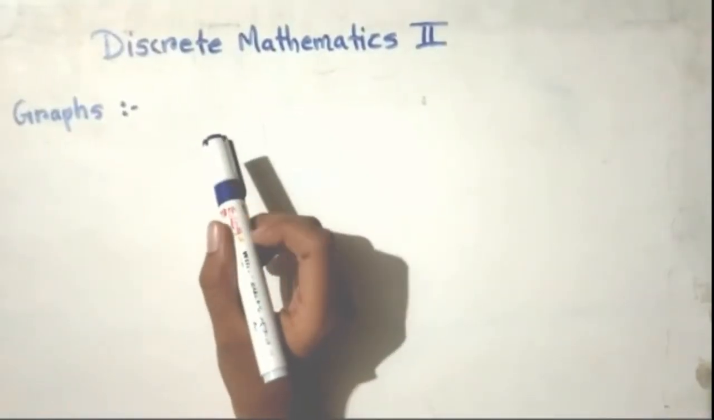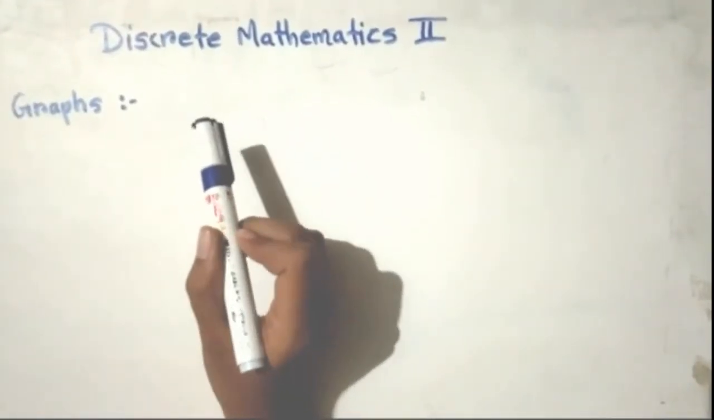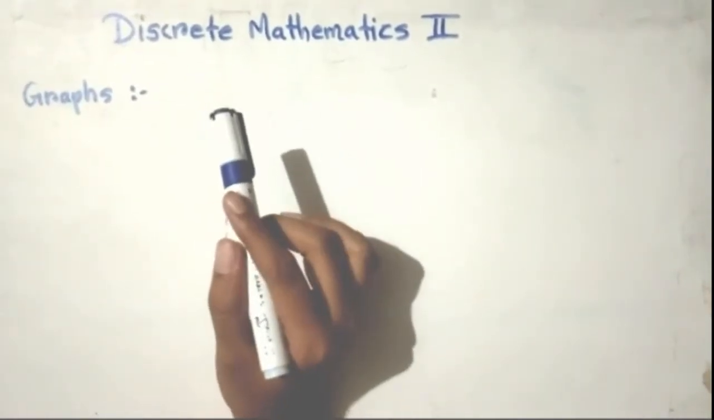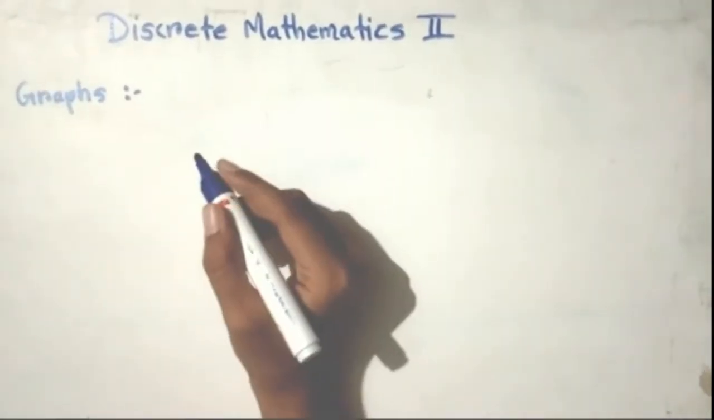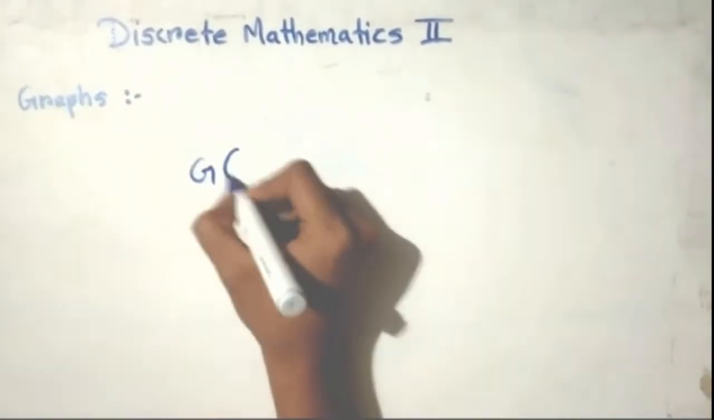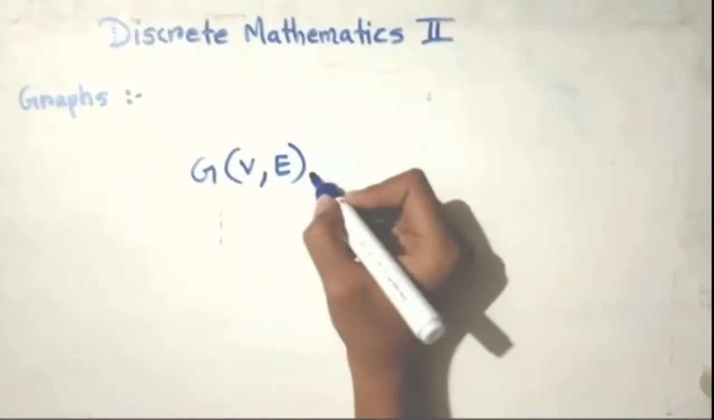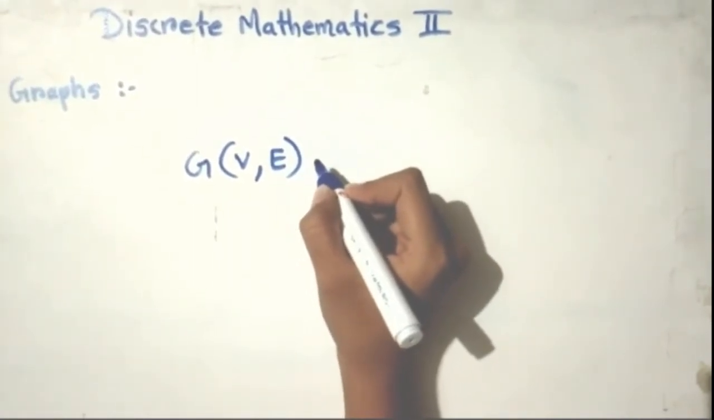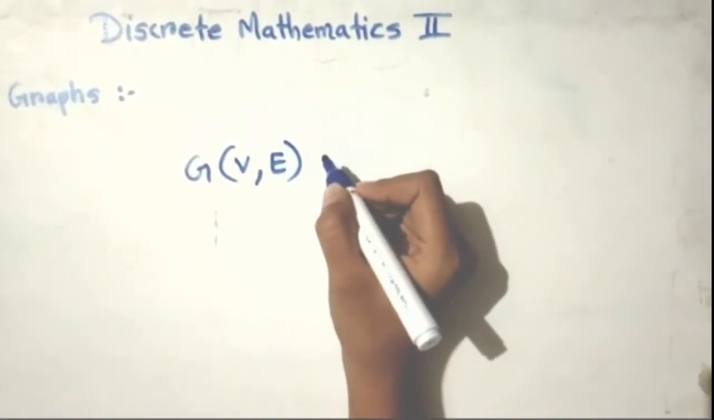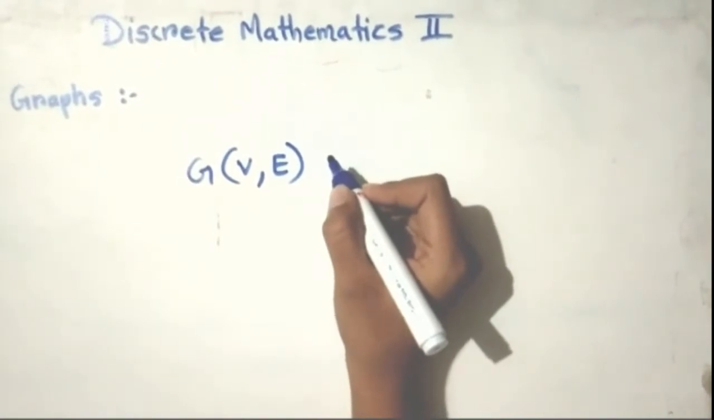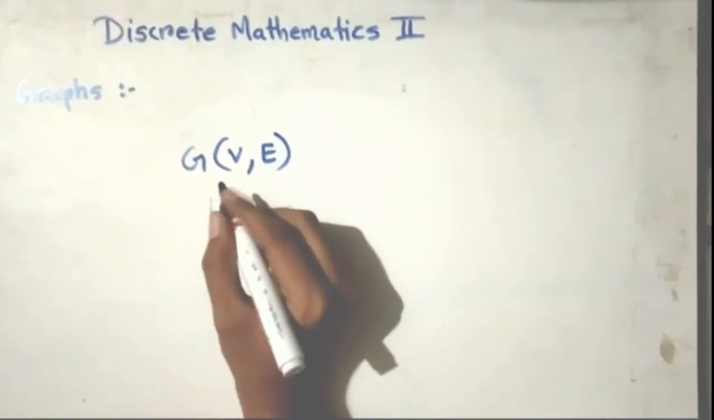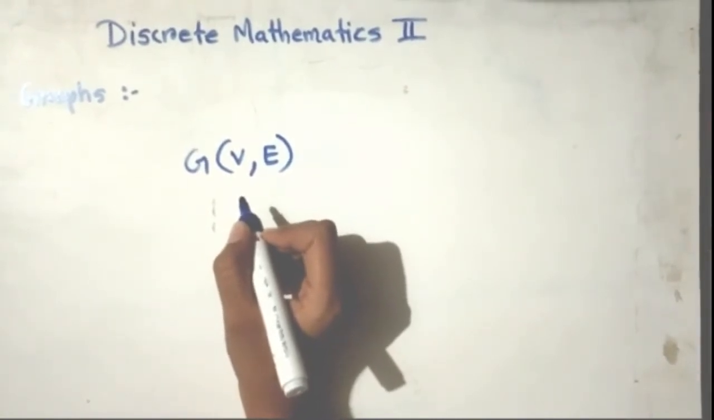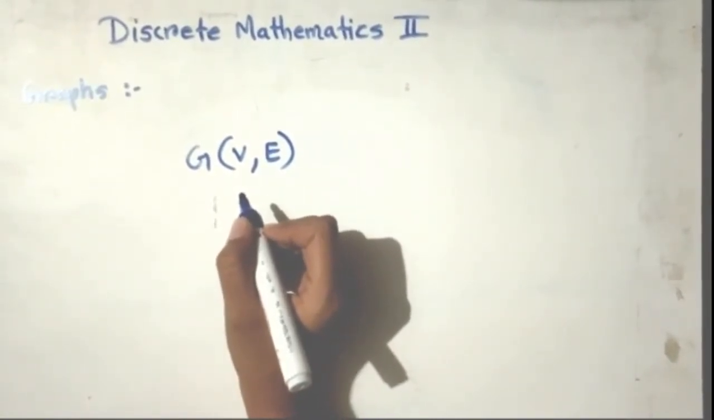Everyone, our subject name is Discrete Mathematics. In it, we will see graphs. A graph G(V, E) consists of a non-empty set V of vertices, that is nodes, and a set of edges, say E. Each edge has either one or two vertices associated with it, called its endpoints.